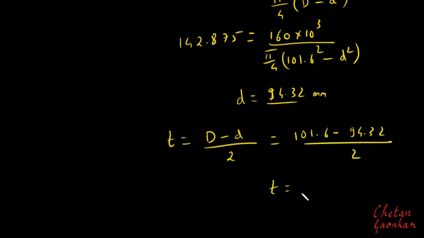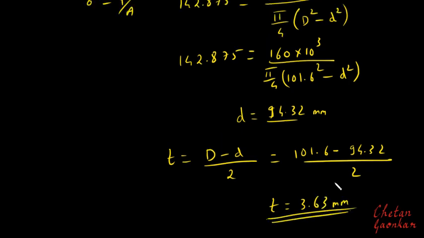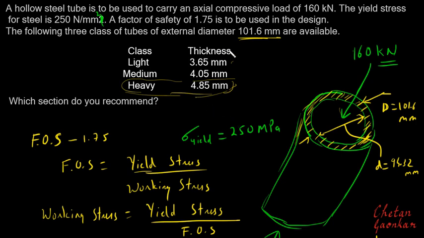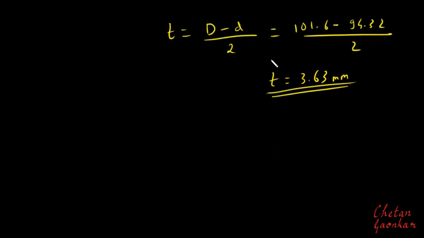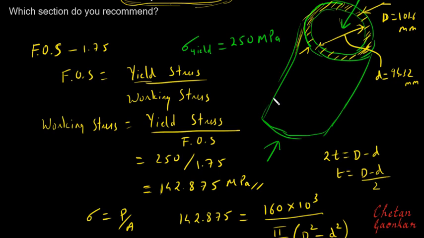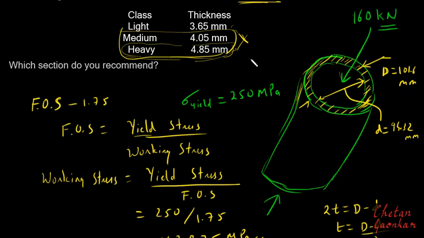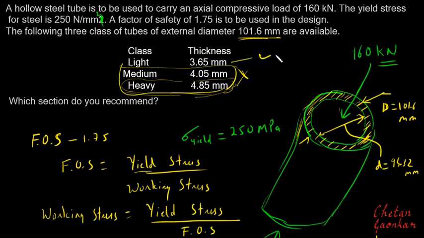Therefore this T will be equal to 3.63 mm. From here the minimum T which is required is 3.63, and the light section itself has a thickness of 3.65. So there is no point in going for medium and heavy sections, right? Even the light class of this pipe has a thickness of 3.65 mm, which is more than this thickness. So it will easily withstand this load, and it will not exceed the stress of 142.875. So we shall recommend this lighter section.